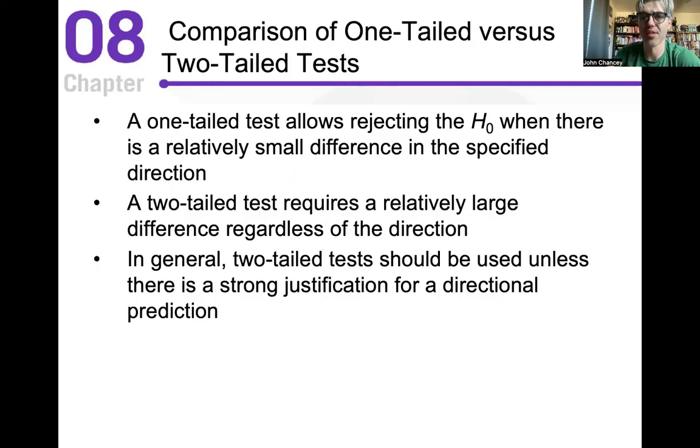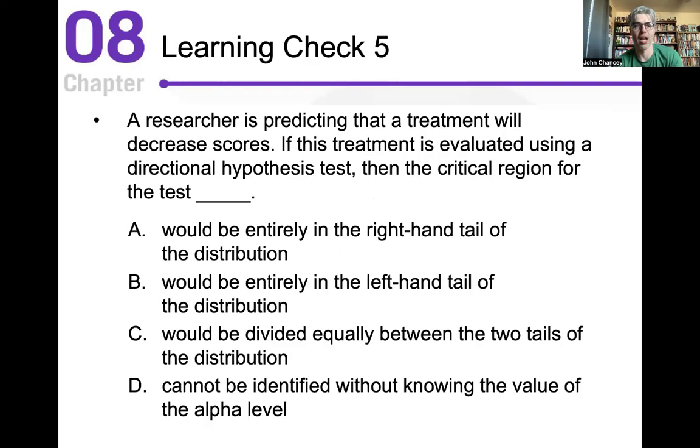So a one-tailed test allows us to reject the null hypothesis when there is a relatively smaller difference in the specified direction, because instead of dividing up the 0.05 in two tails, we now have it all in one tail. You have to have larger differences regardless of the direction with a two-tailed test, but a one-tailed test makes that a little bit easier, at least if you're on the one side of the tail. A two-tailed test should be used unless there is a strong justification for a directional prediction, though. So just FYI there.